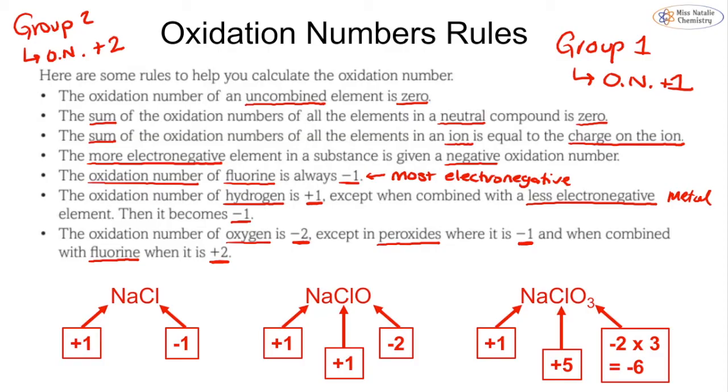In the third example, the sodium remains +1 and my oxygen remains -2, but I need to take into account now that I have 3 of them. So -2 times 3 is -6. Again, all of this has to balance out to 0, so if I have -6 and +1, I need a +5 charge on my chlorine in order to balance out to be 0.